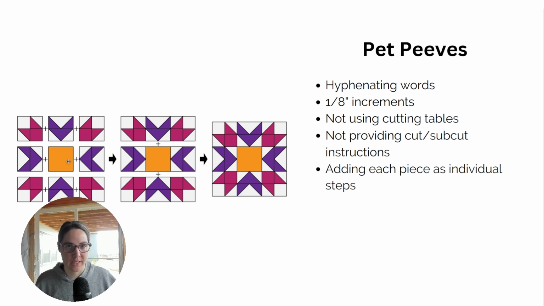So the better way to do this is once you have all of these subunits assembled, you'll have an instruction where you'll say, lay out all of your pieces as shown, right? Reference your diagram below. The diagram might look something like this. So you lay out all your pieces as shown, and then you're going to sew them into rows, press your seams, and then sew the rows together into the finished block.